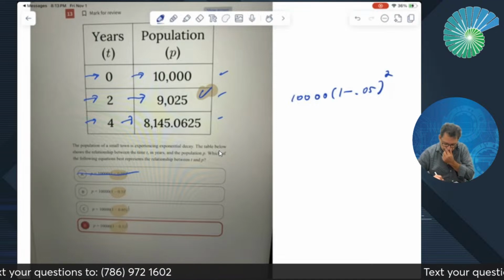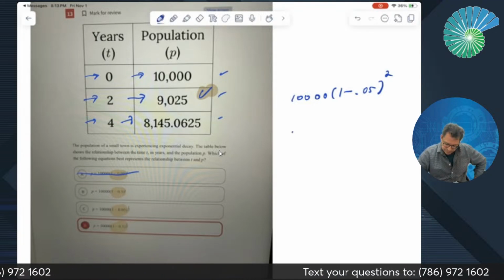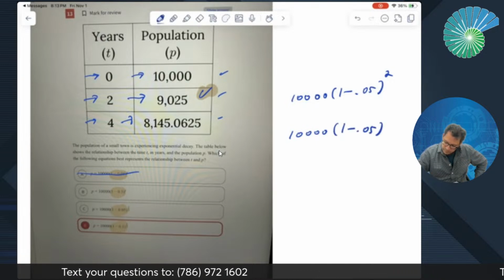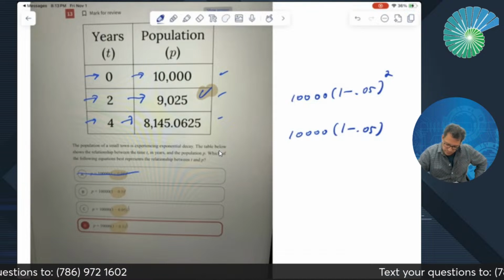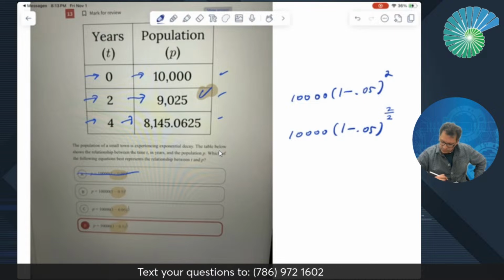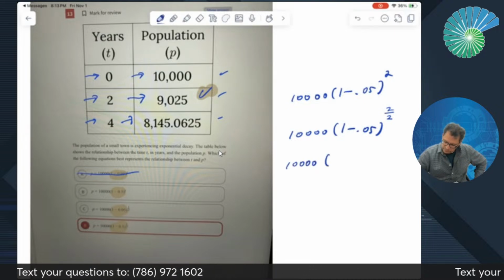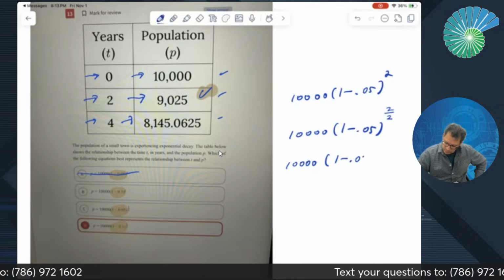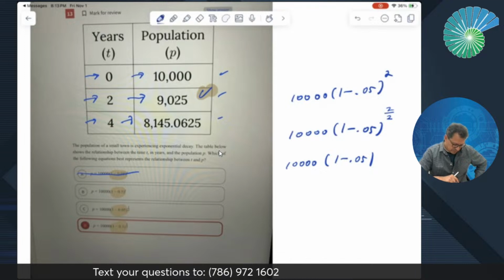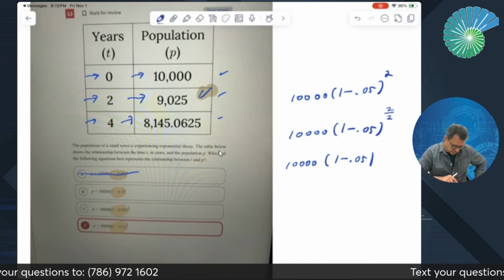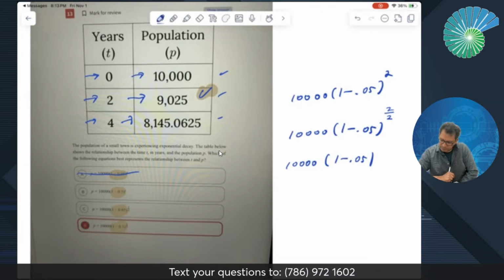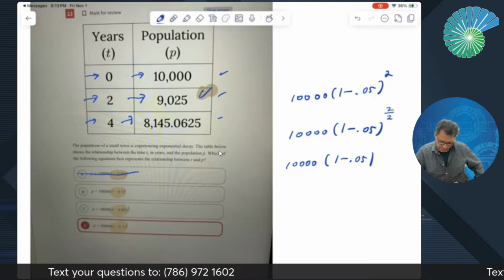I have the feeling it's not going to be B. Let me try C. And then here you put 2 over 2, which is really 1. So it's 10,000, and you get, I get 9,500.